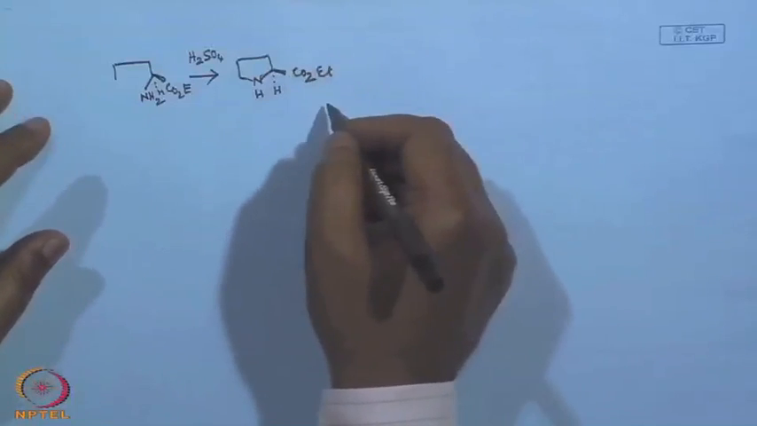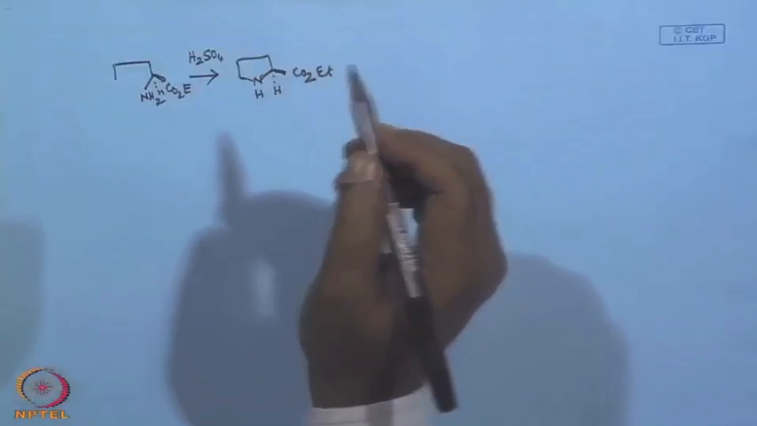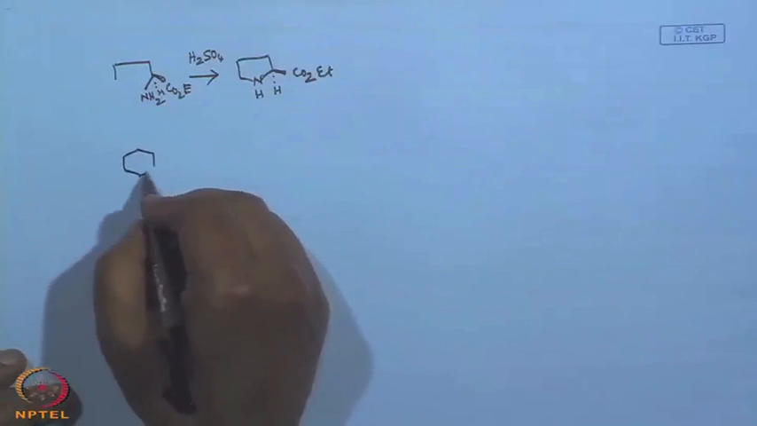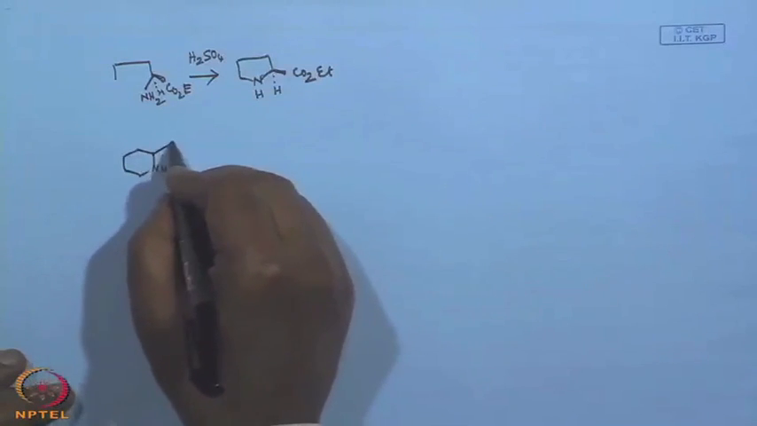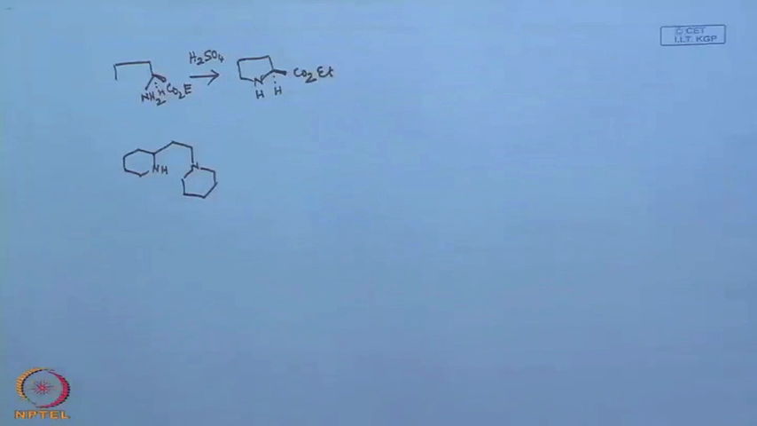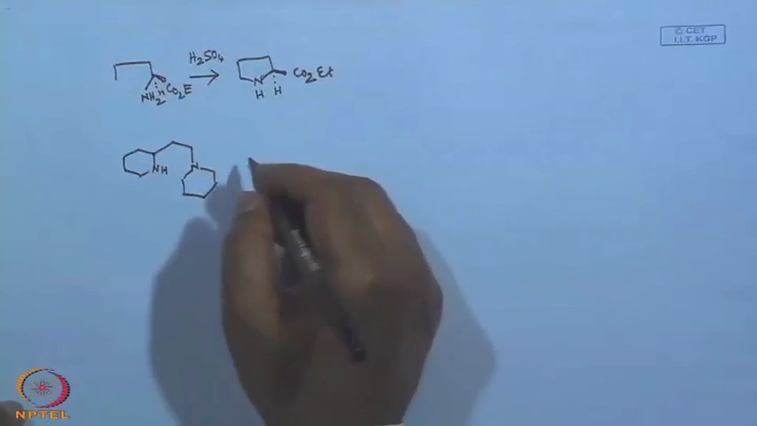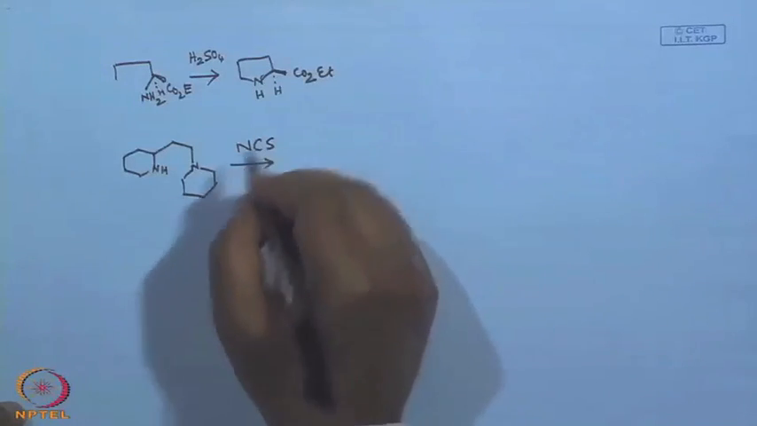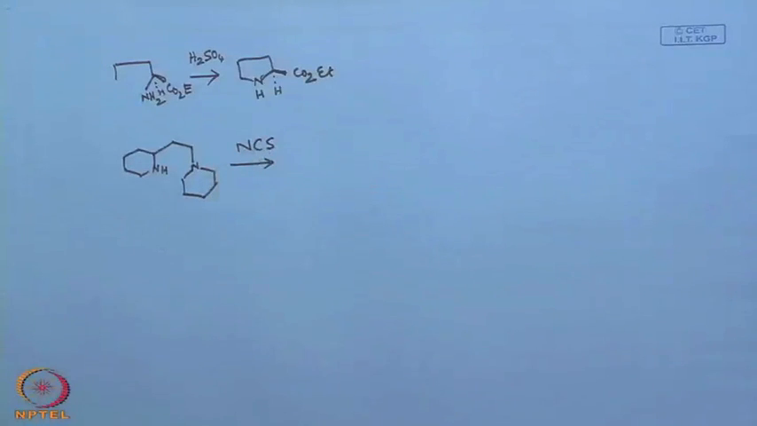So, you get a 5-membered heterocycle. And another special case, maybe let us say, there is another special case. It gives you two important things. Actually, it represents two important things. In this case, once again the reaction is NCS. So, what do you expect?